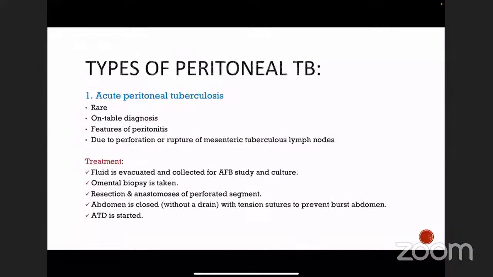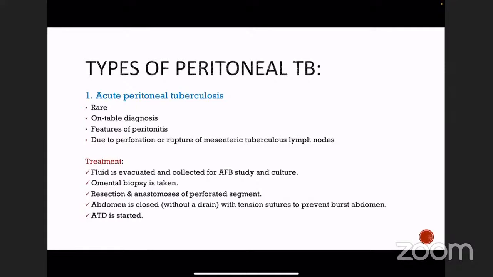So what are the types of peritoneal TB? We have discussed the ulcerative, hyperplastic, and ulcero-hyperplastic types in the intestine, but what are the types of peritoneal TB? As we have discussed earlier, it can be acute or chronic. So what is the acute type of peritoneal tuberculosis? It is very rare. It is an on-table diagnosis only.